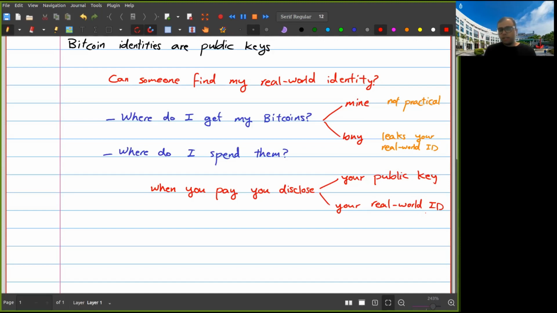But there are actually even better examples of this. So suppose that you buy something online. Let's say you're buying a laptop online, and you're paying using Bitcoins. Now, this is a case where you're actually voluntarily giving up your real world ID, right? Because you're buying the laptop, you're giving out your public key, and then you're also giving the merchant the address that they have to ship the laptop to. So that's a real world address. And then they can put this information together. So your public key on Bitcoin gets connected to your real world place of living. So that's another way of leaking your real world ID.